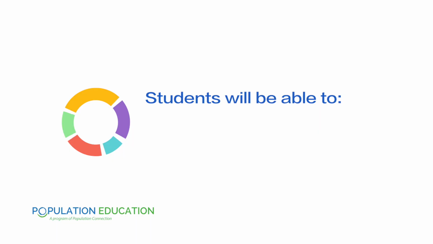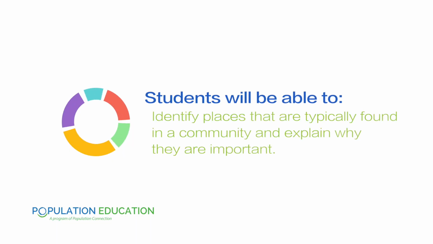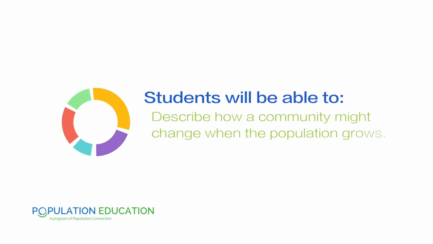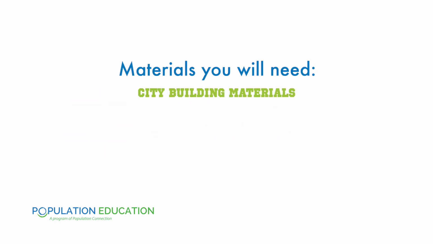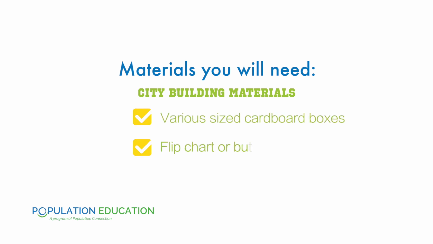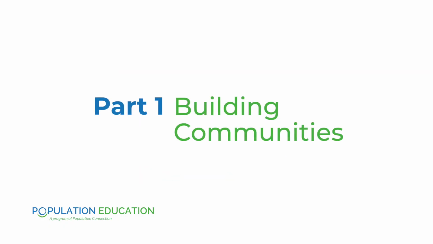By the end of the lesson, your students will be able to identify places that are typically found in a community and explain why they are important, and describe how a community might change when the population grows. For materials, you'll need city building materials for each small group: various sized cardboard boxes, a piece of flip chart or butcher paper, and art supplies.